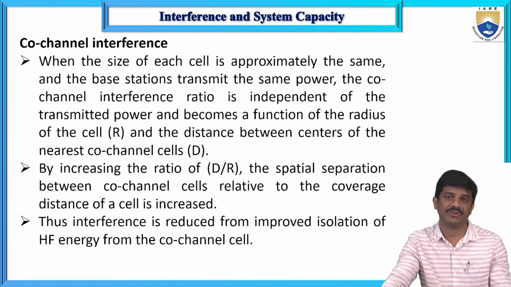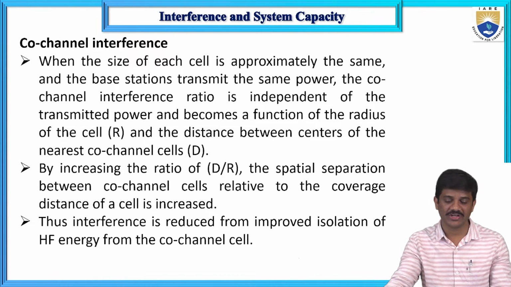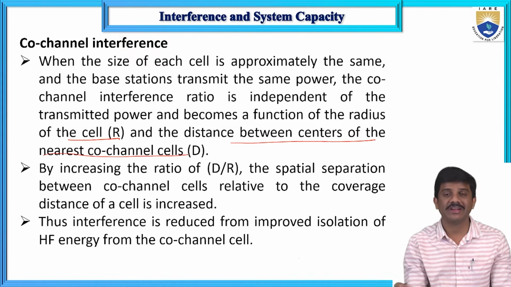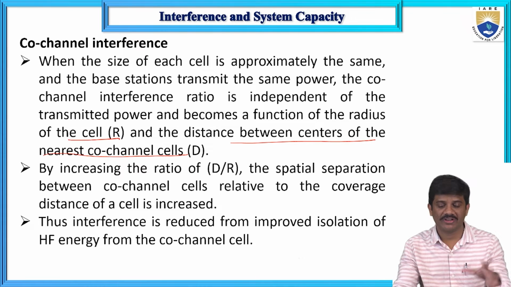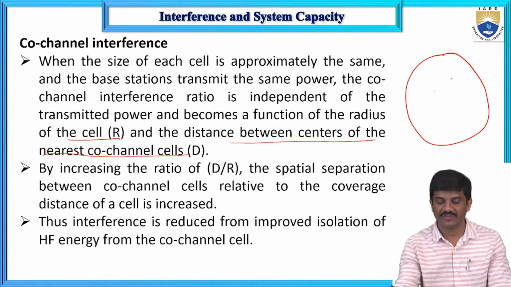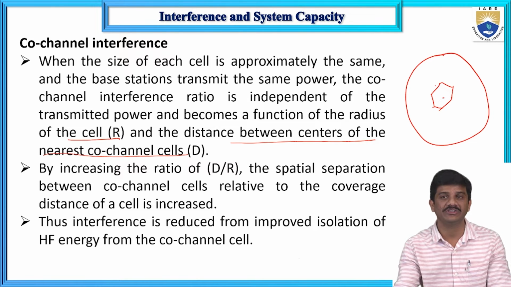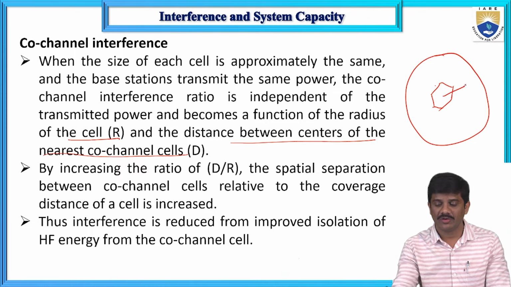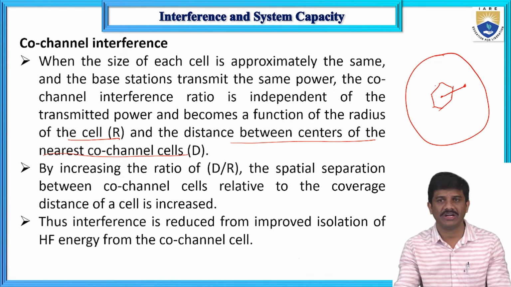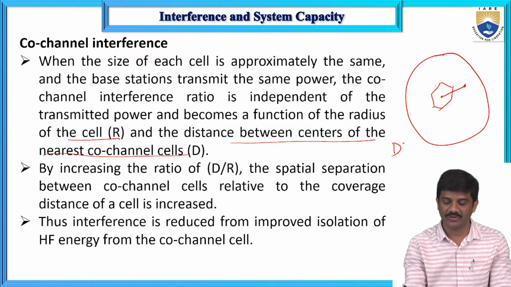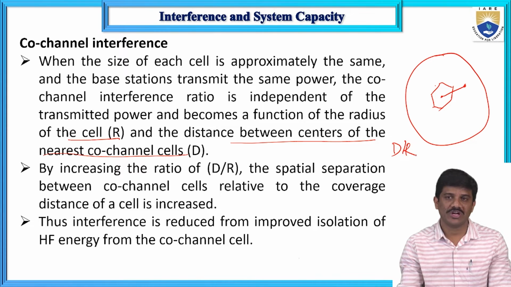Coming to here, we can see how to find the co-channel reuse ratio. For that, we consider the radius of the cell and the distance between the nearest co-channel cells. For example, consider a geographical area with different hexagonal shaped cells. Here we can find the radius R of a particular cell and the distance D between two different cells. By increasing the reuse ratio D by R, the spatial separation of co-channel cells related to coverage, the distance of the cells, is increased.